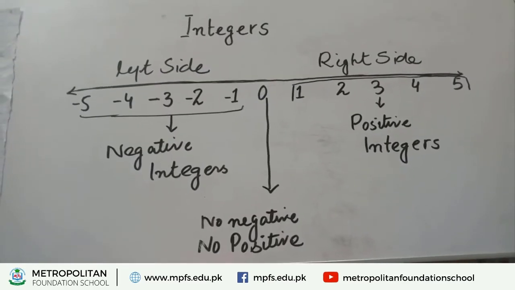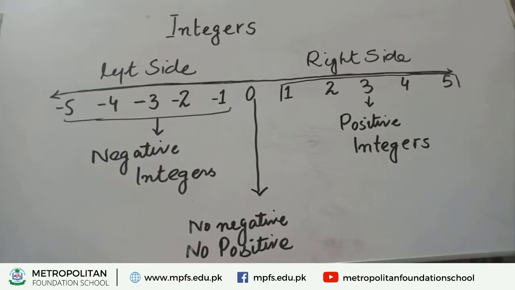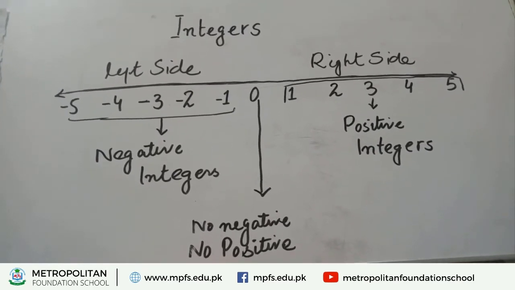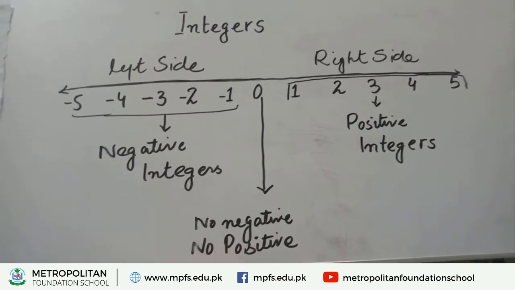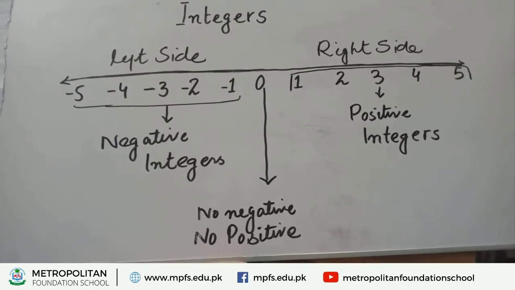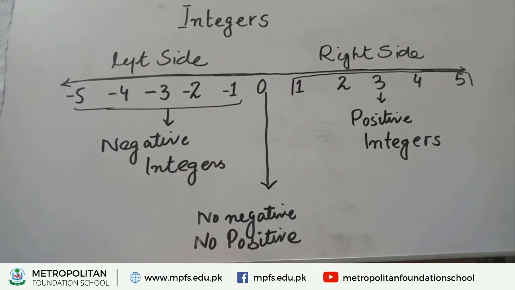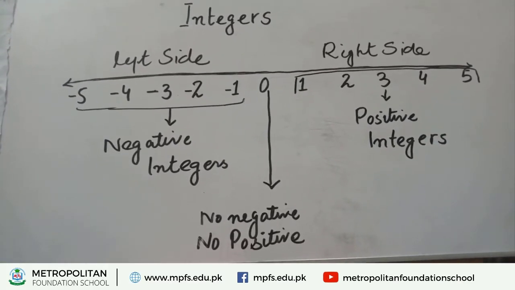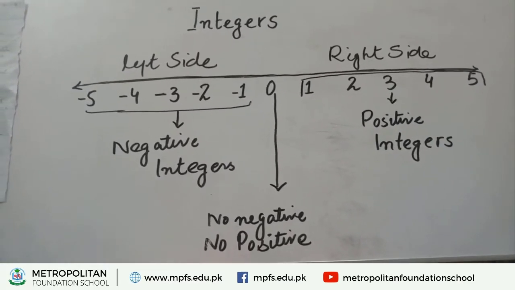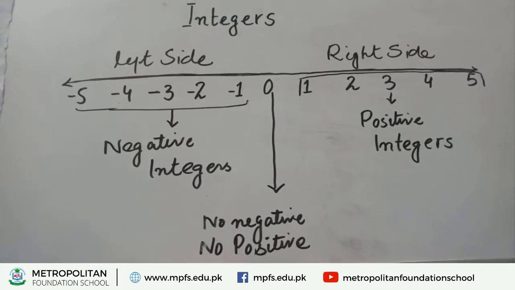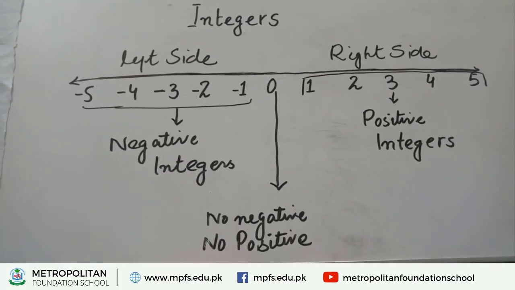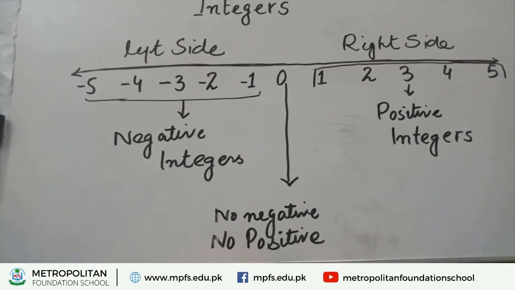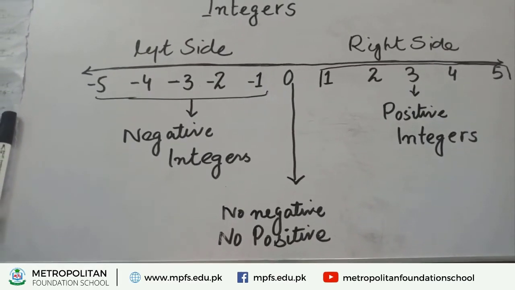Now students, here you can all see on the right side we have positive integers and on the left side we have negative integers. While 0 is in the center, 0 does not have any negative sign or any positive sign. So 0 is neutral. It does not have any positive or negative side, and 0 is neither positive nor negative.